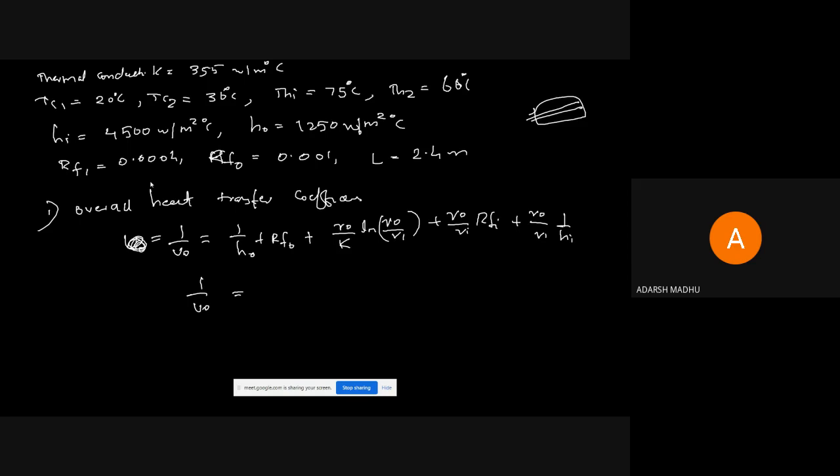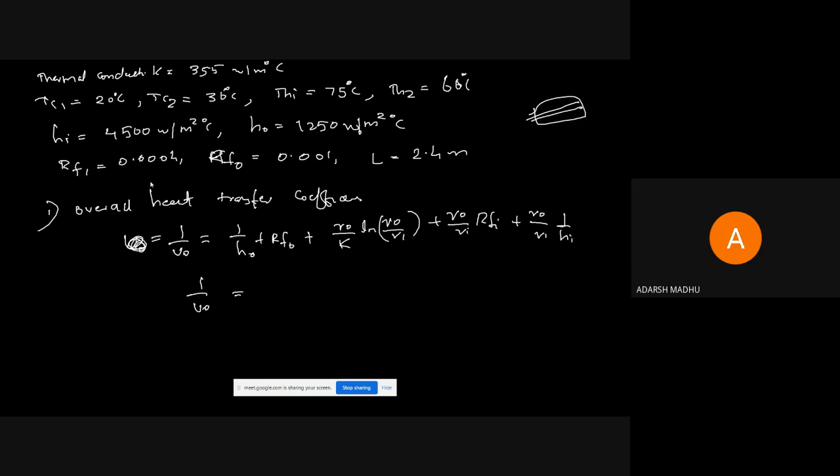So inside is water, so Hi, and H outer of oil, both are given. The RF values of water and oil are given. Water is inside and oil is outside, so RFi and RFo, inside and outside. Length is also given. So we substitute these values in the equation.